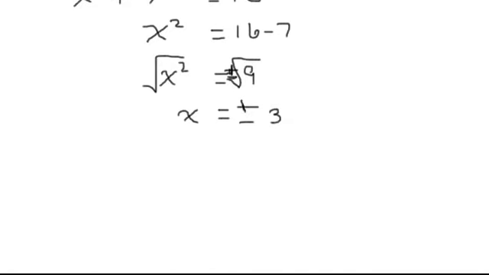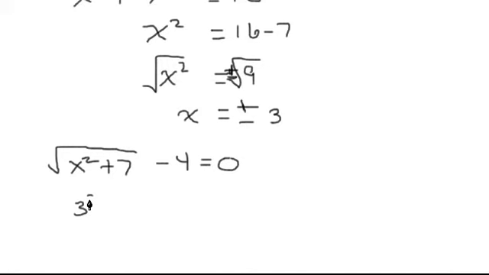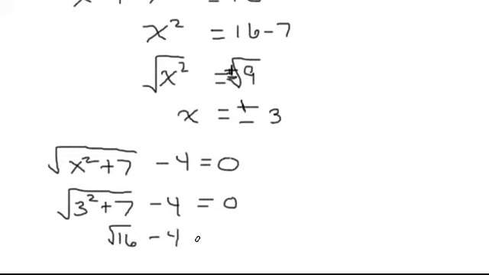Check this. So I'm going to rewrite. This is the square root of x squared plus 7 minus 4. Alright, let's check it. So we plug in the 3 there. Minus 4, and that should equal 0. So 3 squared is 9, and 9 plus 7 is 16. And square root of 16 is 4, and 4 minus 4 is 0.